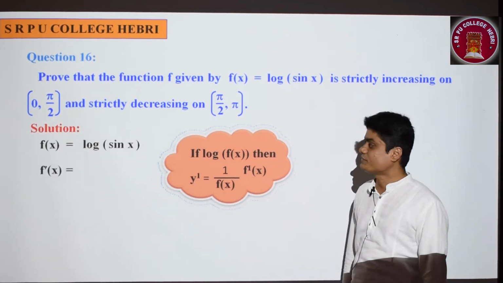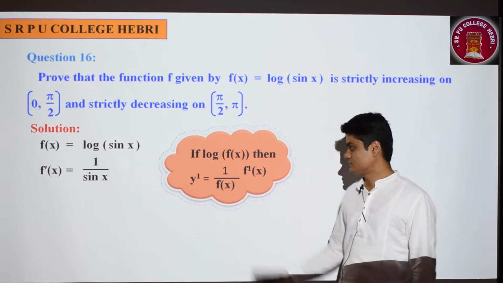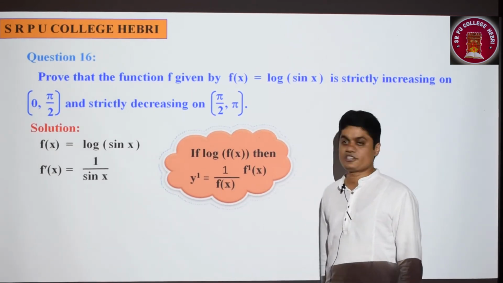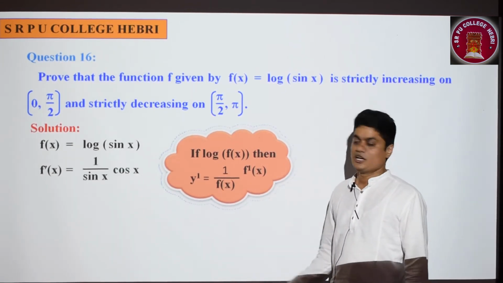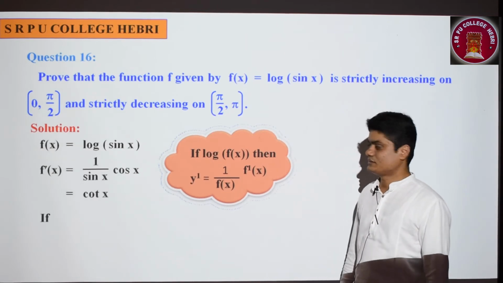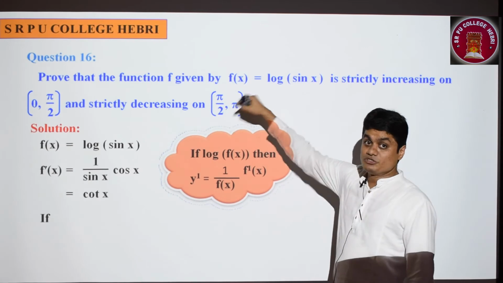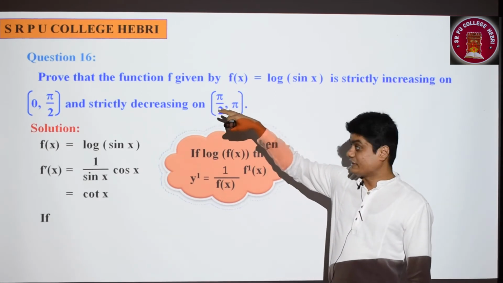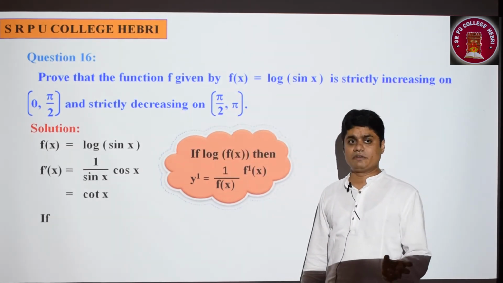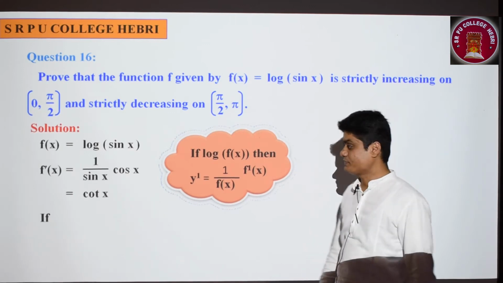f dash of x. So differentiate 1 by sin x, 1 by f of x into differentiation of sin x, cos x. What is cos x by sin x? Yeah, cot x. Now see, we have to prove again. So use the answer. Okay, we already came across this type of question so many times. So when the question is prove that, you can use the answer.